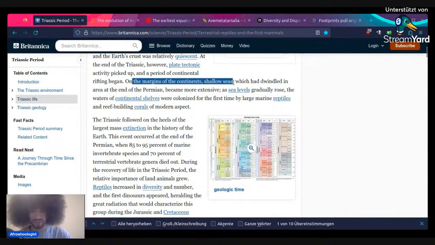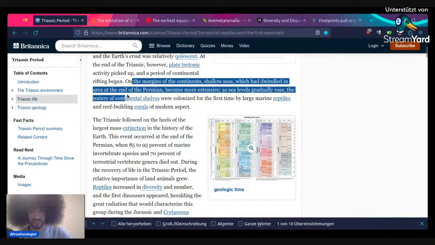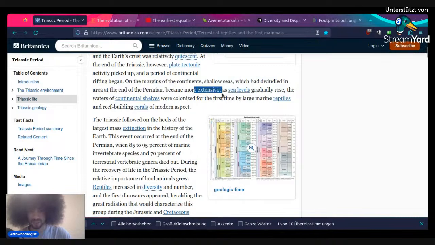So on the margins of the continents, shallow seas, which had dwindled in area at the end of the Permian, became more extensive as sea levels gradually rose. The waters of the continental shelves were colonized for the first time by large marine reptiles and reef-building corals of modern aspect. This is almost glossed over. Where did these corals come from? Reef-building corals of modern aspect. So the corals we see today emerged in the Middle Triassic, and we don't know where they come from.